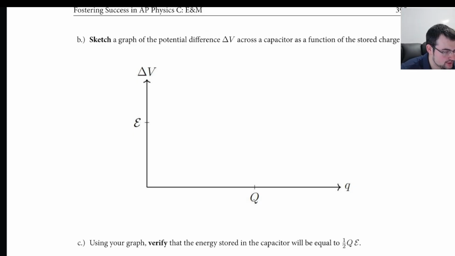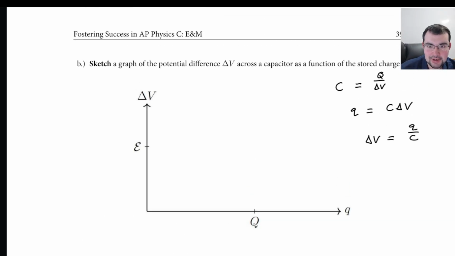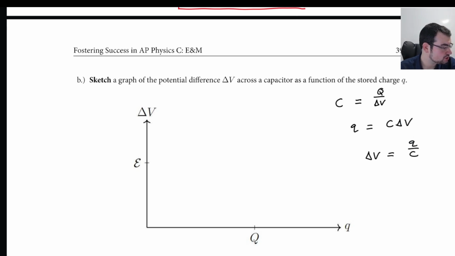So let's show that. Sketch a graph of the potential difference across the capacitor as a function of stored charge. So we need an equation with Q and V. Well, we have one, because capacitance is defined as Q over delta V. So this means my charge on the capacitor at a given time is C times delta V, which means that delta V at a given time is Q over C. And what do we notice? That is linear.